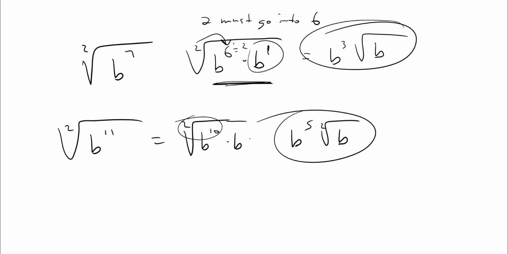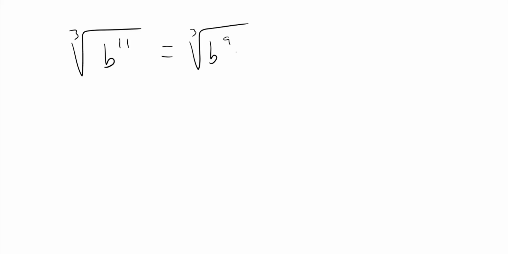Okay, so let's do cubes. Again, not a big deal. You just have to know the smallest number that 3 goes into. So if I do the cube root of b to the 11th, well, what number does 3 go into that's close to 11? Certainly doesn't go into 11. Let's go down. 10. Nope. 9. Oh, yep. Goes into 9. So I have the cube root of b to the 9th times b squared. Do you guys agree? This equals b to the 11th because 9 plus 2 is 11.